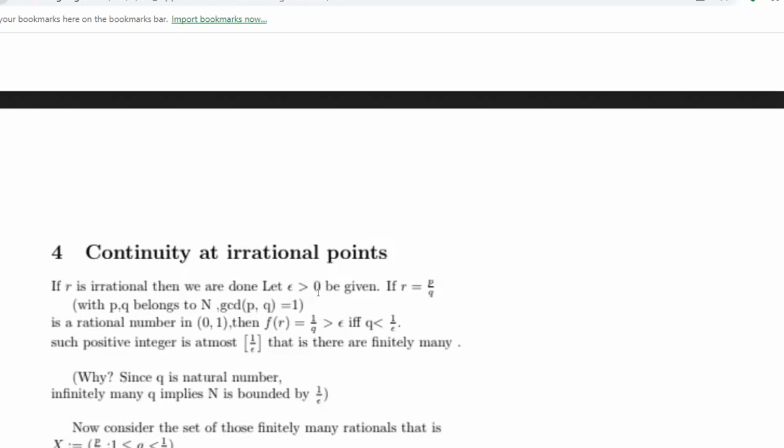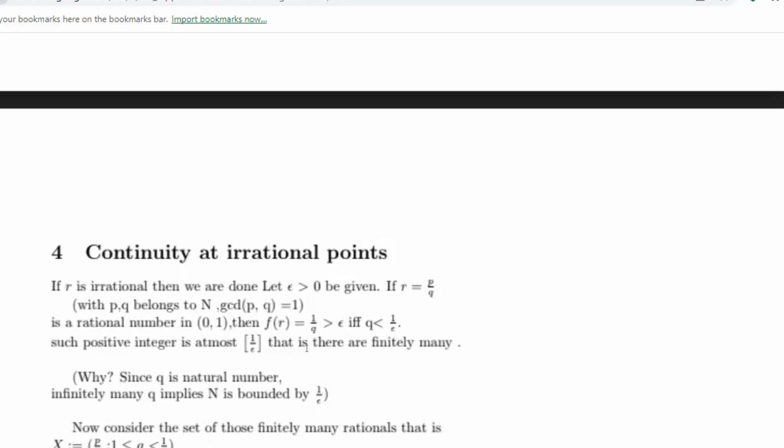So let epsilon be greater than 0. Then if we have r equals p by q, which is rational, where p and q are natural numbers as before and GCD is 1, so it is a rational number in the open interval (0, 1). Then the image of this will be 1 by q by our function definition, which will be greater than epsilon if and only if q is less than 1 by epsilon.